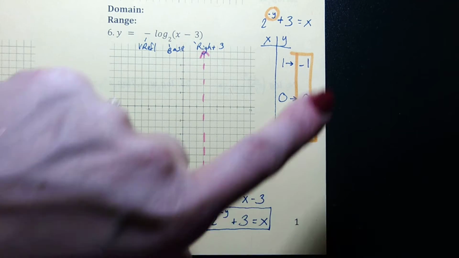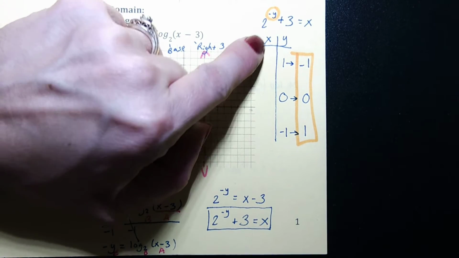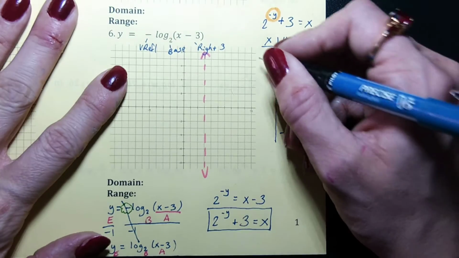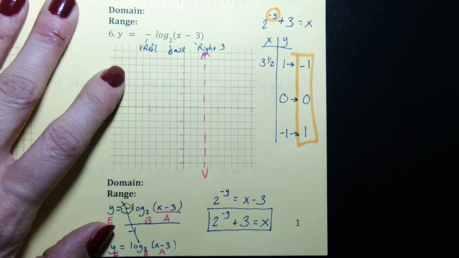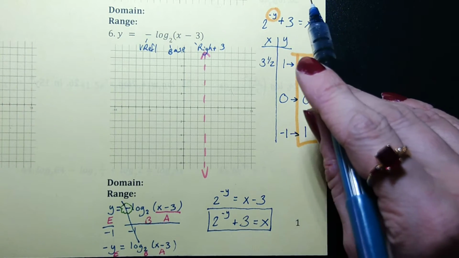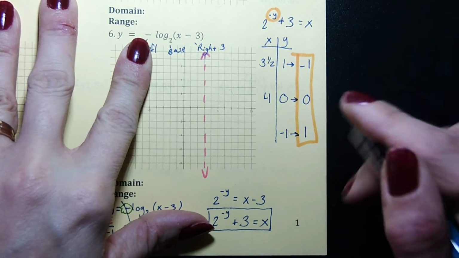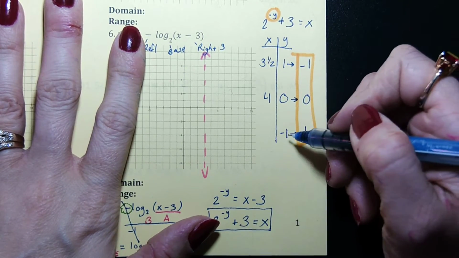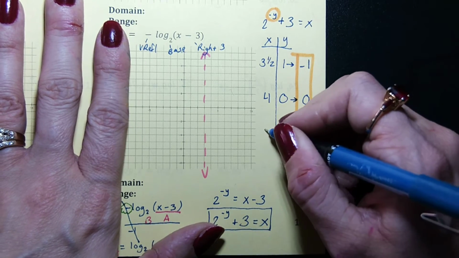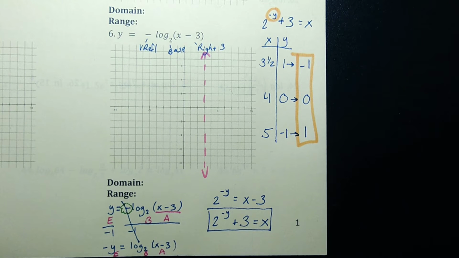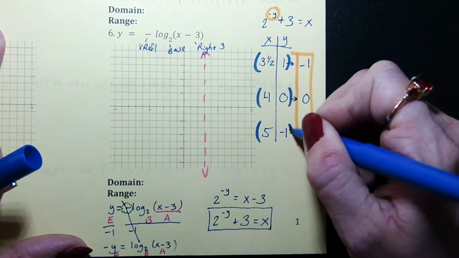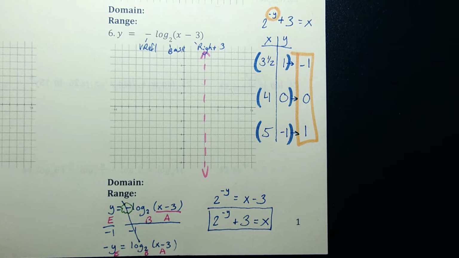And now using our calculator, or PEMDAS, we can evaluate. 2 to the -1 will give me 1/2, and 1/2 plus 3 is 3.5. The opposite of 0 is 0. 2 to the 0 is 1, and 1 plus 3 is 4. Then -1 is +1. 2 to the +1 is 2, and 2 plus 3 is 5. And just like in the problem above, make sure you are pairing this as coordinates with your x inputs and your y outputs.